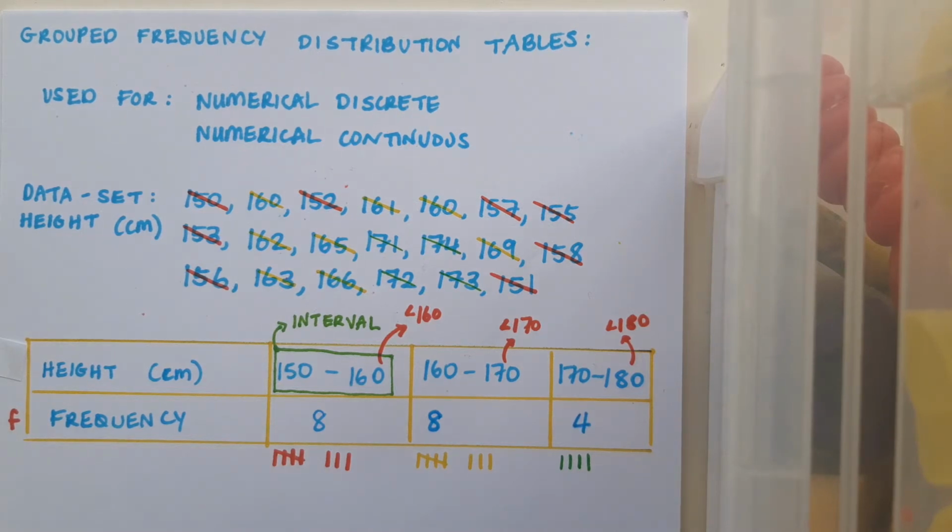If I'm required to build a grouped frequency distribution table myself, it's a good plan at this point to double check that my frequencies add up to the same number as there are data points in my data set. In this case, my frequencies add up to 20, and there are 20 data points in my data set. So that just means I know that I haven't left anything out.